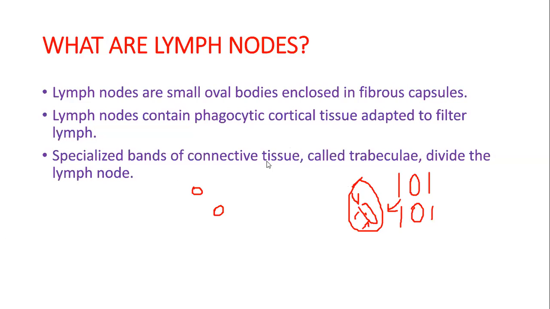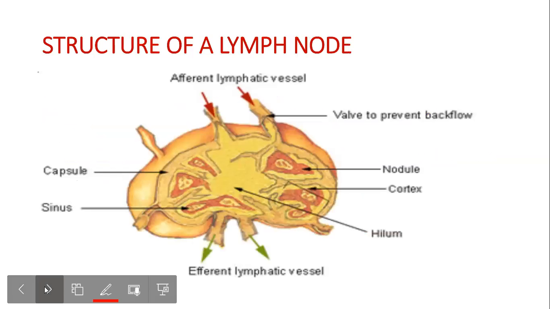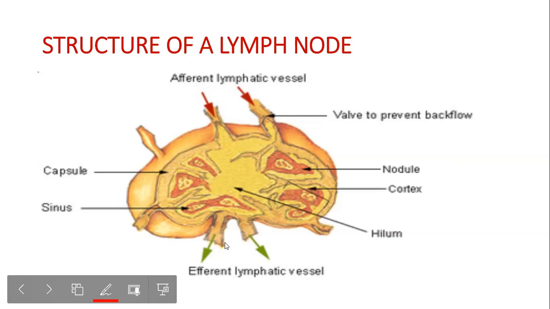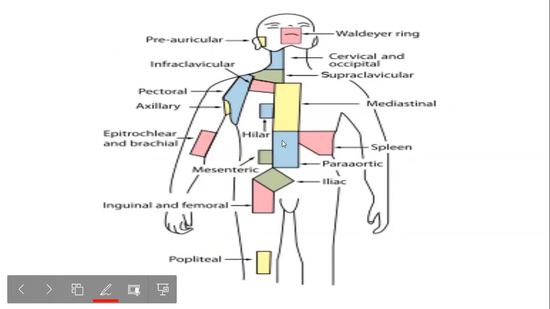There are specialized bands of connective tissue called trabeculae that divide the lymph node. Now, structure of a lymph node. I will explain this in detail in my next presentation, but I wanted to give you guys an outline. There are a lot of afferent lymphatic vessels as compared to efferent lymphatic vessels. The outer fibrous capsule can be seen. There is the inner medulla and cortex and sinus. So now coming to lymph nodes, there are millions of lymph nodes all over the body.